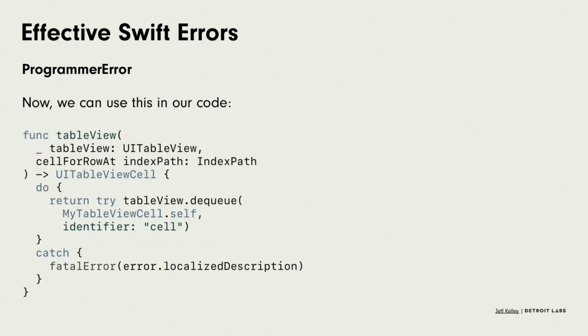So now when we use it, once again, we have our do catch block with our try. We try to dequeue our cell, and if it works, that's great. If not, we'll take that error and pass it to fatal error. But now there's still one thing I want to change in there. Because now I'm just passing that localized description to fatal error, and that's a lot of boilerplate to pass around all the time.